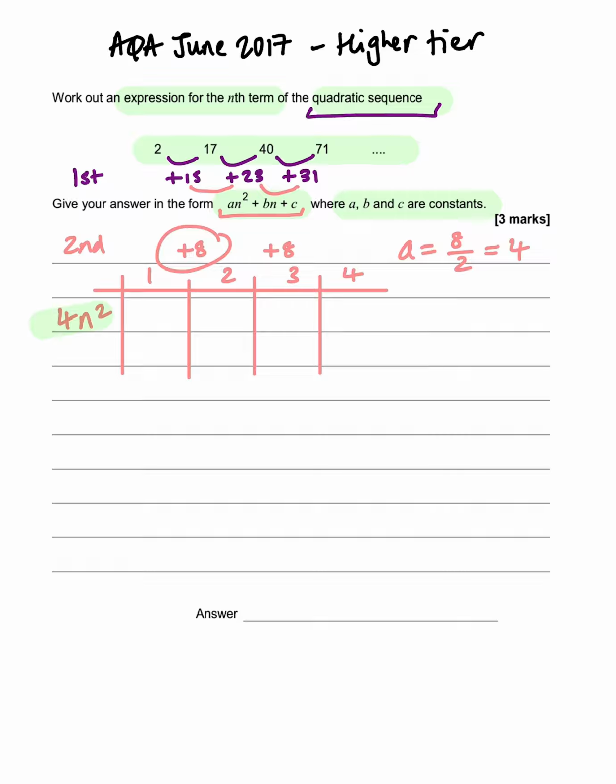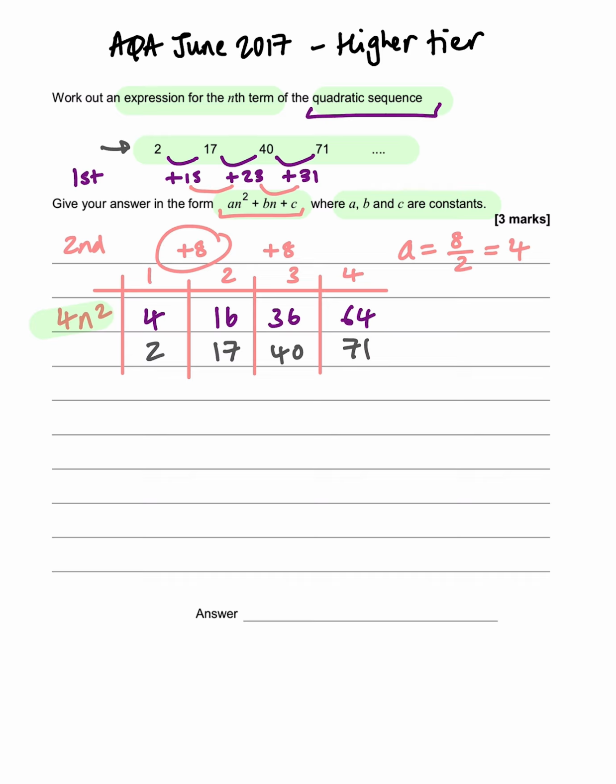For the first term, n is 1, so 1 squared is 1, times 4 is 4. For our second term, n is 2, so 2 squared is 4, times 4 is 16. For our third term, n is 3, n squared is 9, and 4 times 9 is 36. For our fourth term, n is 4, 4 squared is 16, times 4 is 64. And what we're going to do now, guys, is compare that sequence to the sequence that we're working with here: 2, 17, 40, and 71.